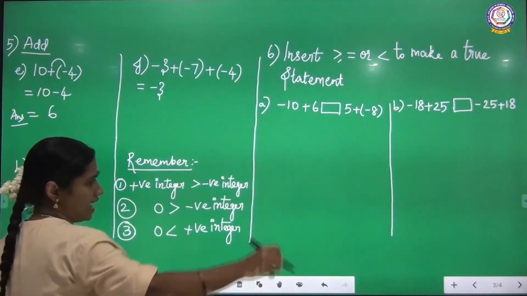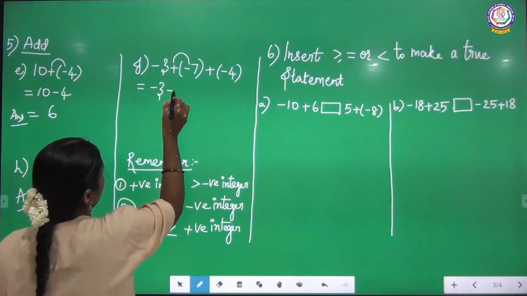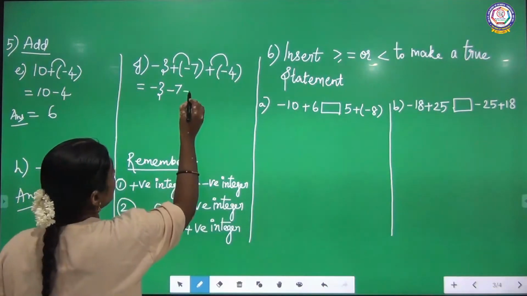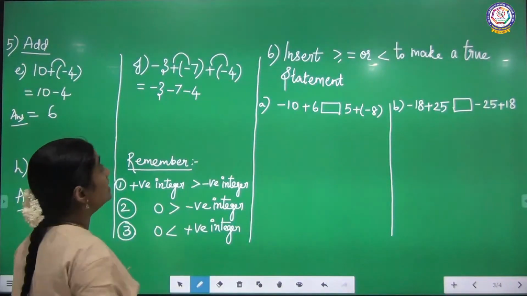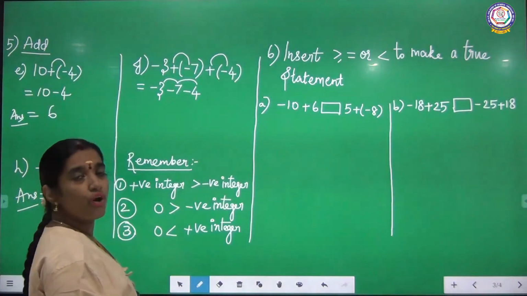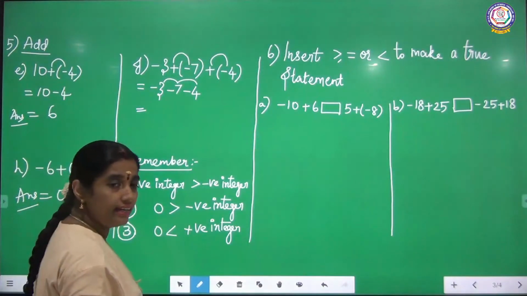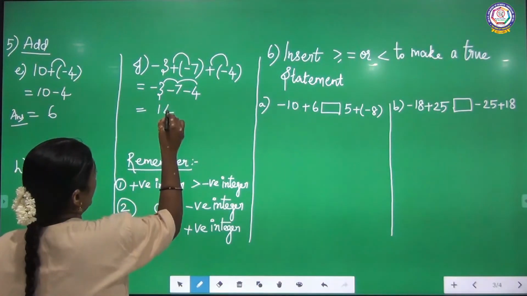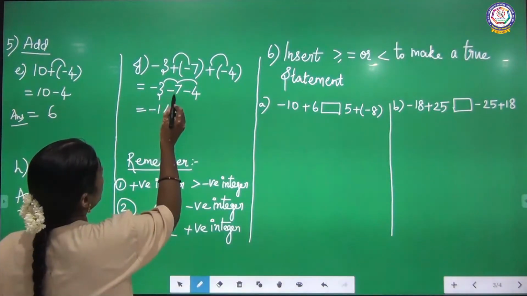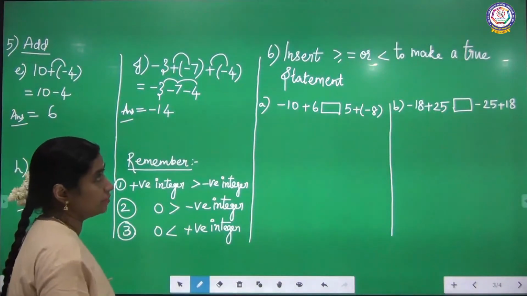See, when you come to this J sum, minus 3, just as it is you write. Plus into minus 7. Again plus into minus, you are removing the bracket here. Minus 4. See, all the integers are negative, so I can add all together. 3 plus 7 is 10. 10 plus 4 is 14. And what symbol do I have to write here? Negative symbol, because all are negative. So I am going to write the negative integer.